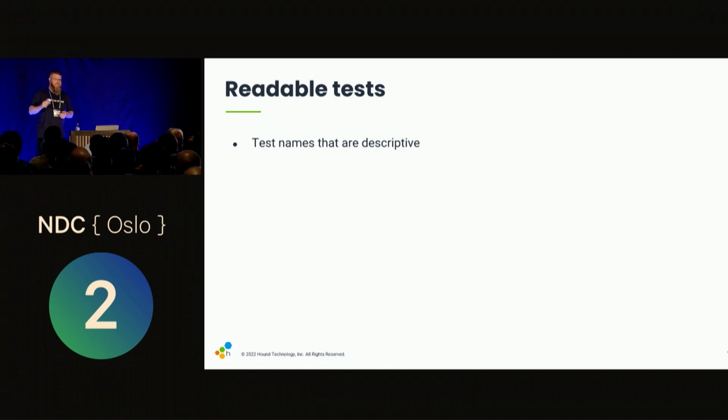So the first thing is test names that are descriptive. Make your test name tell me what you're testing. What's the precondition? What is the thing you're testing? The amount of times I see a test that says, does the thing. It's like, I call the class and it returns the correct response. Okay, but what's the correct response? Tell me what you're looking for.